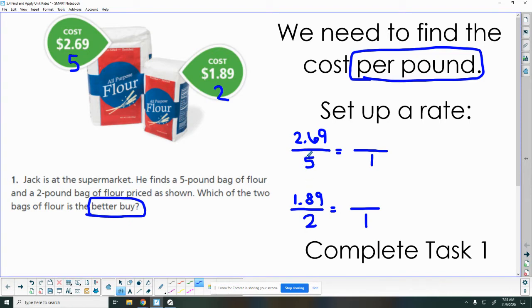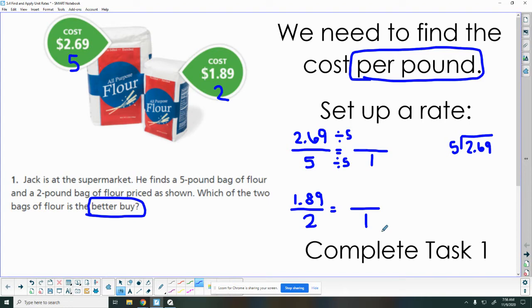So how do I get from 5 to 1? Well, I divided it by 5. And whatever I do to the denominator, I have to do to the numerator. So I'm going to divide the numerator by 5 and the denominator by 5. 5 divided by 5 is 1. So there's my 1 pound. So now I need to do $2.69, and I'm going to divide that by 5.